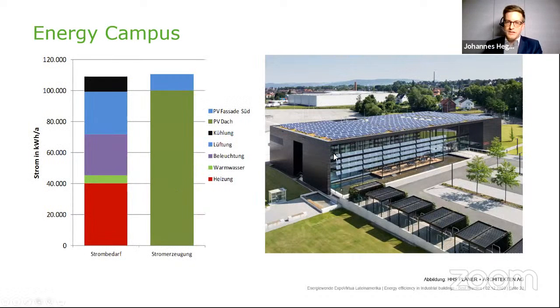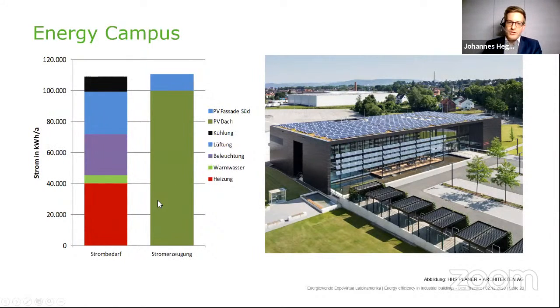Here you can see a part of the roof area, so the PV and also a grass roof under it. And we also have PV modules in the south-facing facade that are also shading some of the outer spaces and also the glass facade behind it.